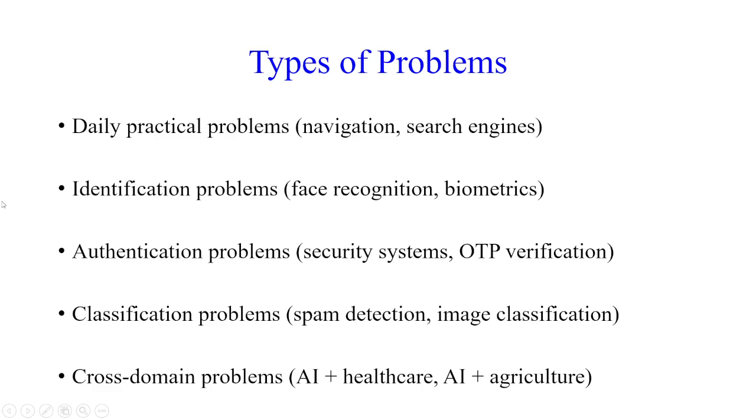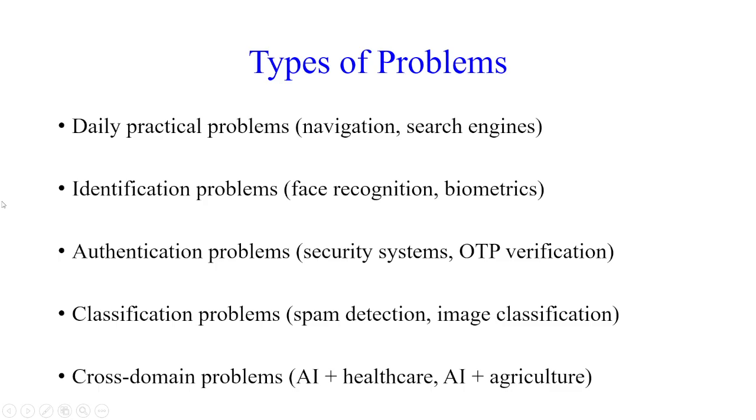Third one is the authentication problem. So security systems, OTP verification, and voice authentication. These are authentication problems. AI verifies who you are before granting access. This is used in critical sectors like banking and in cyber security.